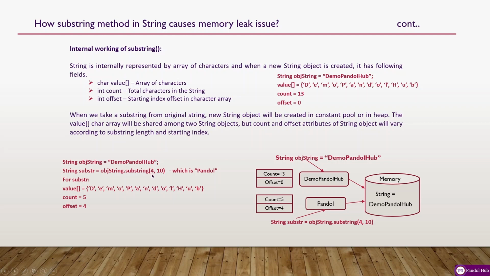That is, the begin index is 4, whereas the end index is 10. So the value that we should get is "pandol". This "pandol", which is a substring, internally includes the same three attributes as the string, which are the character array, the count, and the offset. The character array includes the whole string, and the count represents from 4 to 10, which is 5. That is, we need the 5 characters, and offset represents 4.